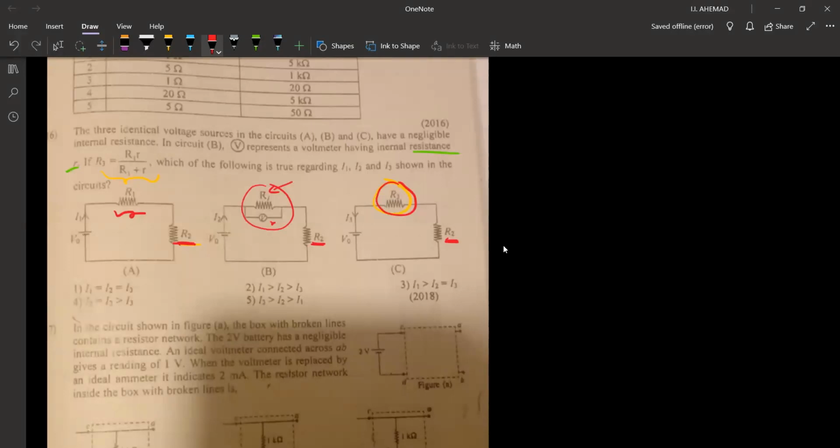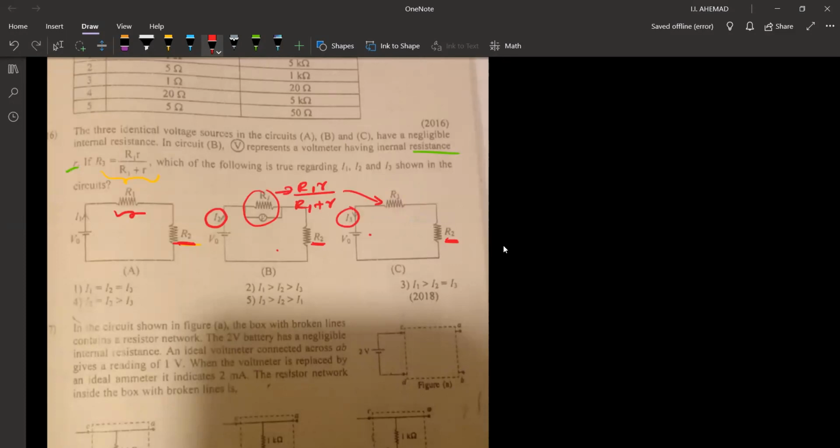Now, let's look at the current. We know that the current is going to depend on this resistor R1. Here, let's look at the equivalent resistance. The equivalent resistance is the product over sum. So instead of these two, we can write the product R1R over R1 plus R. So that is equal to R3, right? That is equal to R3. Then these two circuits are identical. Therefore, I2 and I3 have to be equal.